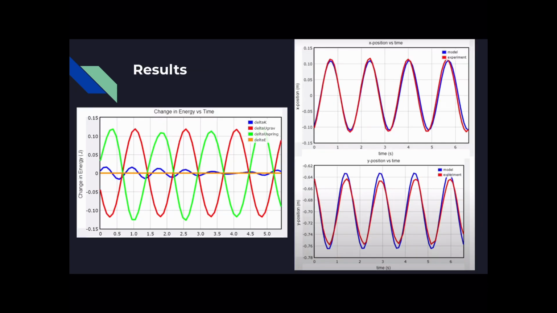Here are our results for the experiment. We can see on the left is our change in energy versus time. Delta E is that straight orange line that stays constant at 0, showing our system is isolated. We can see that our spring energy is oscillating as well as our gravitational potential energy.